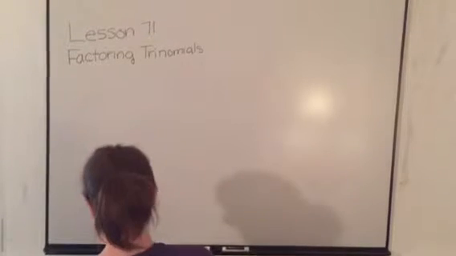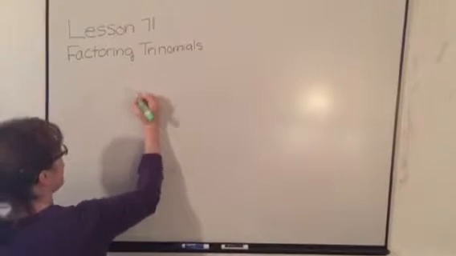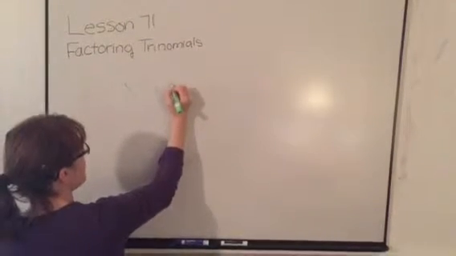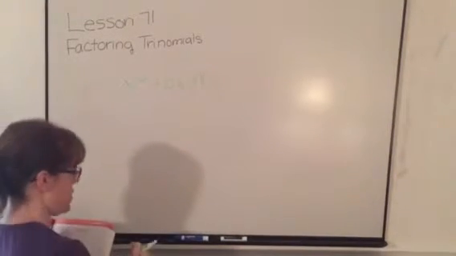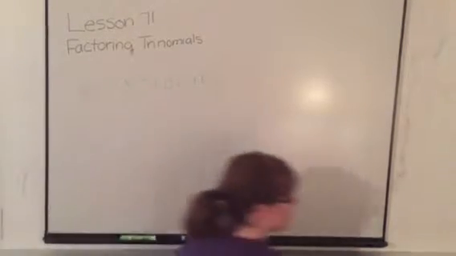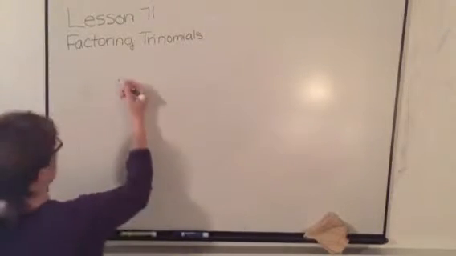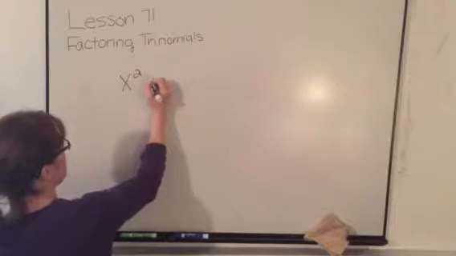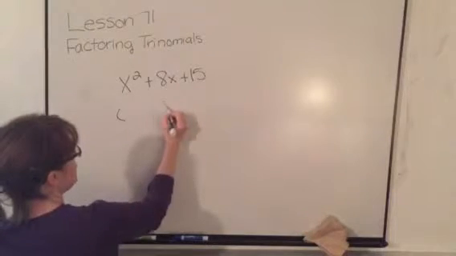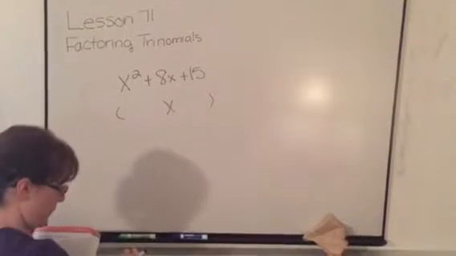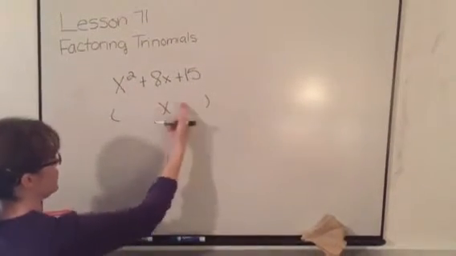All right, let's try x squared plus 8x plus 15. Can you guys see that okay? No. All right, let me go ahead and erase that, and I'll write it with a darker marker. x squared plus 8x plus 15. Okay, I'm going to get my two binomials. I know that there's two because I have an x squared here.